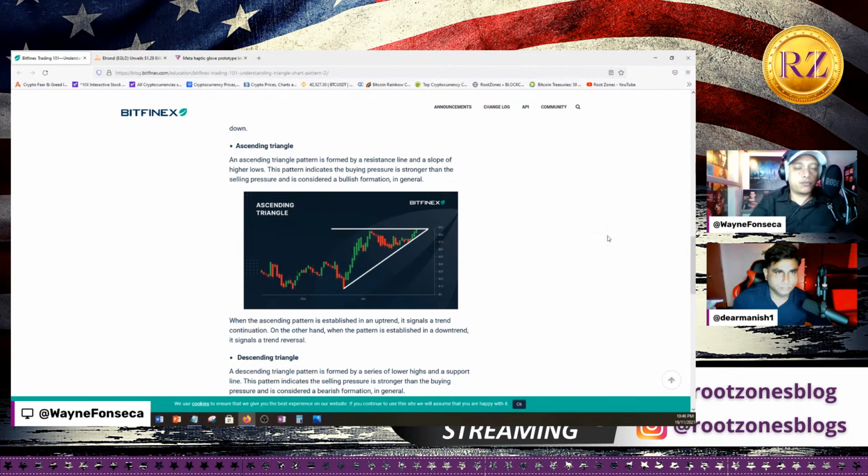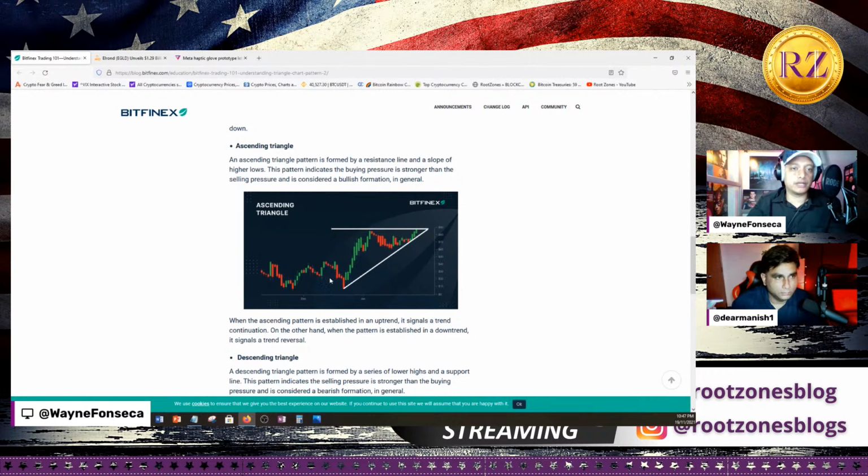Now the other one we have is the ascending triangle. An ascending triangle pattern is formed by a resistance line, so that you have your resistance line here and a slope of higher lows. The pattern indicates buying pressure is stronger than selling pressure. So of course, sellers want to sell high and buyers want to buy low. Buyers will buy low and sell high. And it's considered a bullish formation.